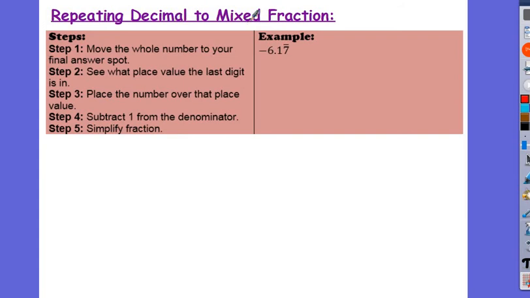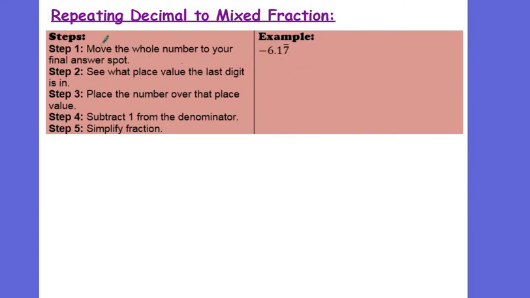Repeating decimals to mixed fractions. Step 1, move the whole number to your final answer spot. Step 2, see what place value the last digit is in. Step 3, place the number over that place value. Step 4, subtract 1 from the denominator. And step 5, simplify the fraction.